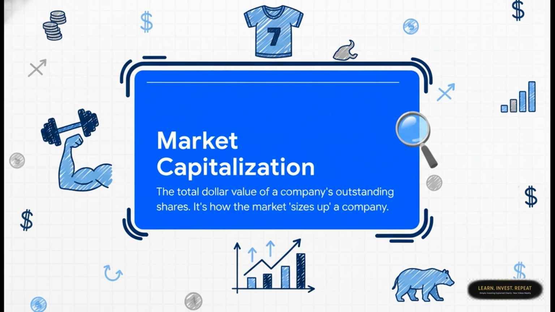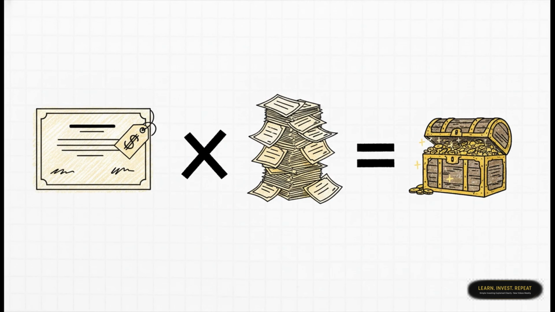And that right now part is key, because this number is changing all the time. And the math behind it is incredibly simple. You just take the current price of one share, multiply it by the total number of shares that exist, and that's it. You've got the market cap. So, if a company has 1 million shares out there and they're trading at $50 each, its market cap is $50 million. Simple as that.